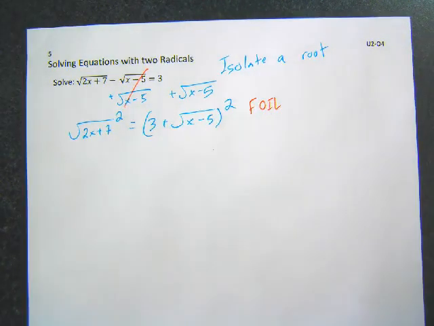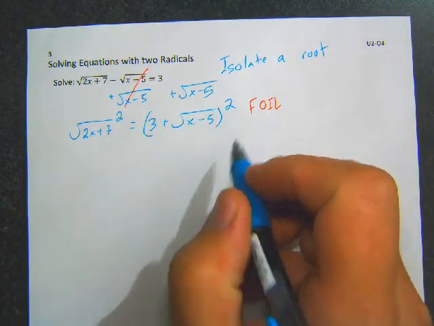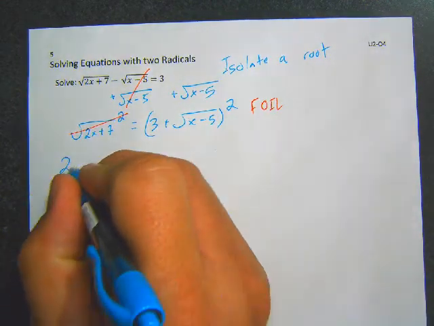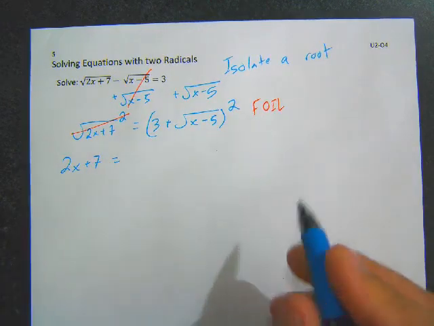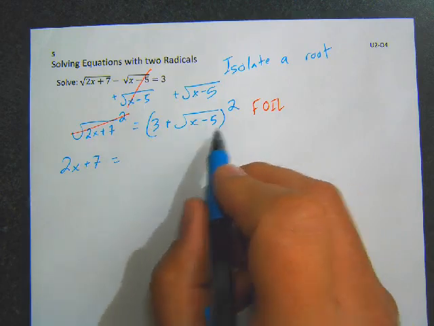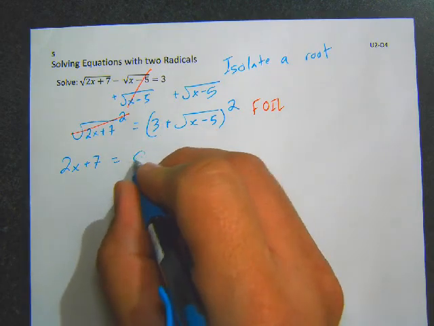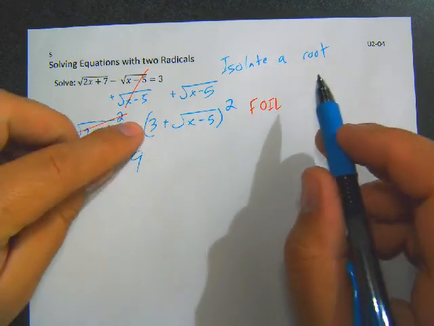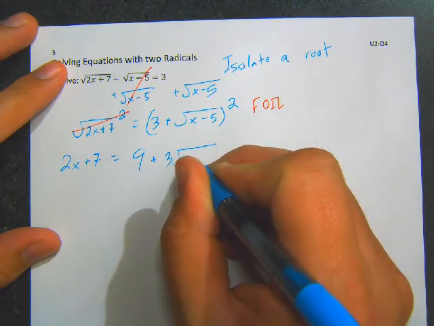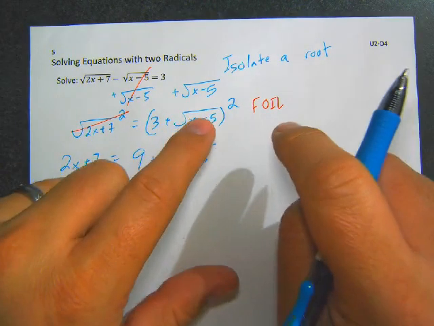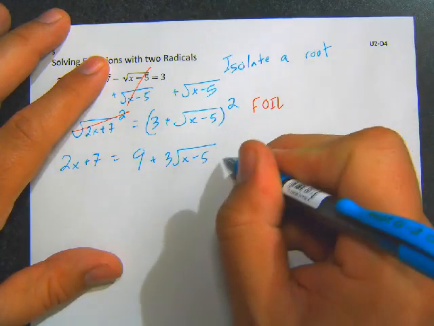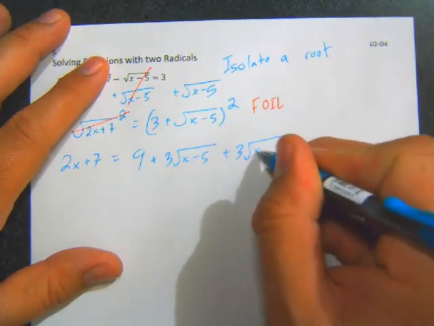That's where you've got to be careful, because when you have two parts, you have to FOIL. This side, thankfully, just cancels. The root and the square cancel, so we just end up with 2x plus 7. Over here, we FOIL. So we're going to multiply this times itself. We're going to have 3's on both fronts, so the fronts will be 3 times 3, which gives me 9. Outside, we're going to have 3 times root x minus 5, so it would be plus 3 root x minus 5. Inside would be root x minus 5 times a 3, because you can imagine this having another one next to it. So we'd have another 3 root x minus 5.